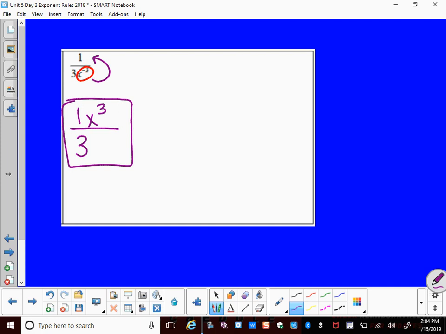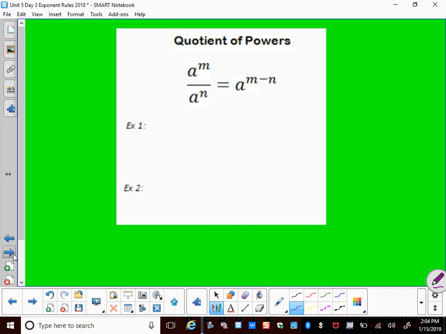All right, we have quotient of powers. What does that word quotient mean? Is it like adding? Nope. Quotient is the answer of a division problem. You have it right. What this means is that if I have two bases that are the same, and I have two exponents, I need to subtract my exponents. If we're dividing the same base, we subtract our exponents.